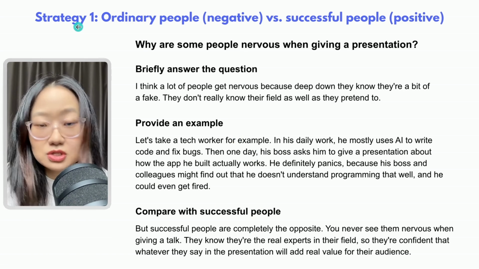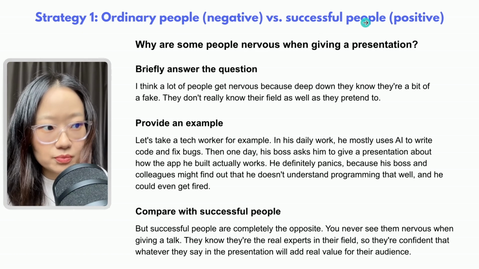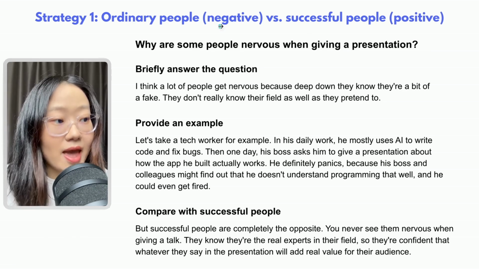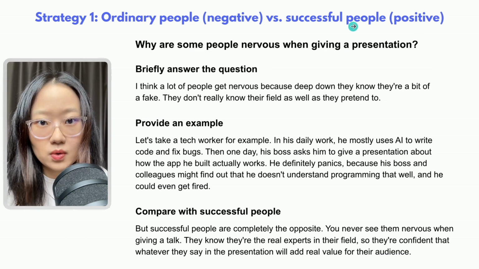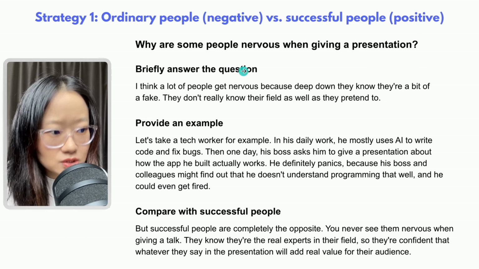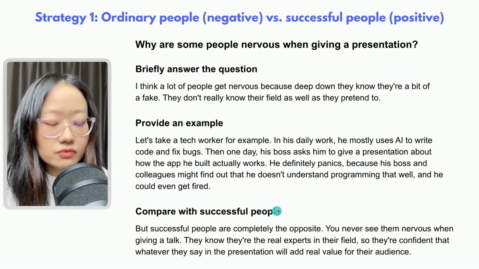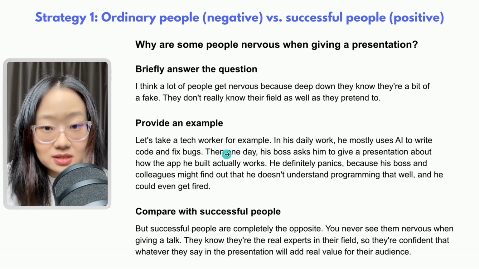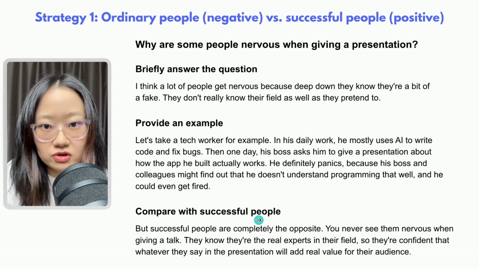This brings us to the first strategy I want to share with you guys today, ordinary people versus successful people. So we talk about the negative aspects of ordinary people and then compare it to the positive aspects of successful people. We first briefly answer the question and then provide an example, and finally we make a comparison with successful people. Again, even though in our answer we talk about ordinary people first, you may find it easier to generate ideas if you think of successful people first.